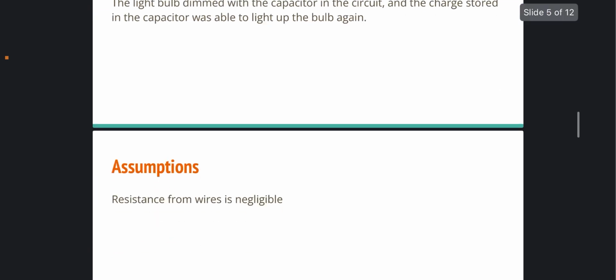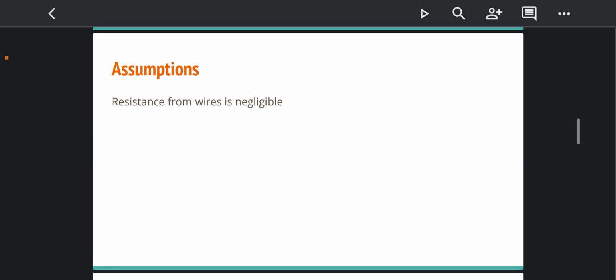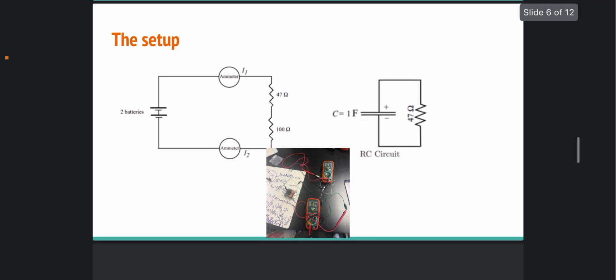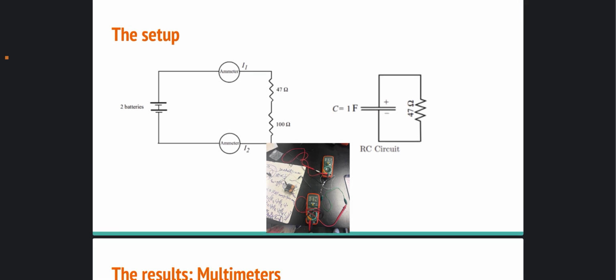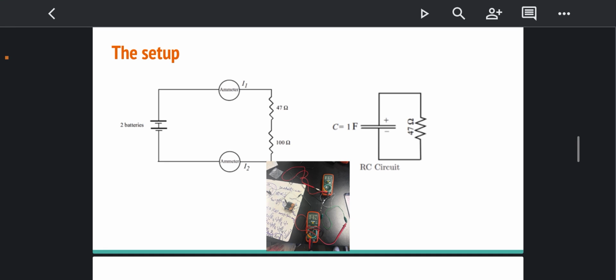which we don't know was actually all that accurate. So a key assumption we're making is that the resistance from wires is negligible. This is important because in order to use our mathematical tools to find different quantities, assuming resistance from wires is negligible makes the calculations a lot easier. And so our setup looks the same as it is in these diagrams, and I included a live picture to show exactly what we were doing.